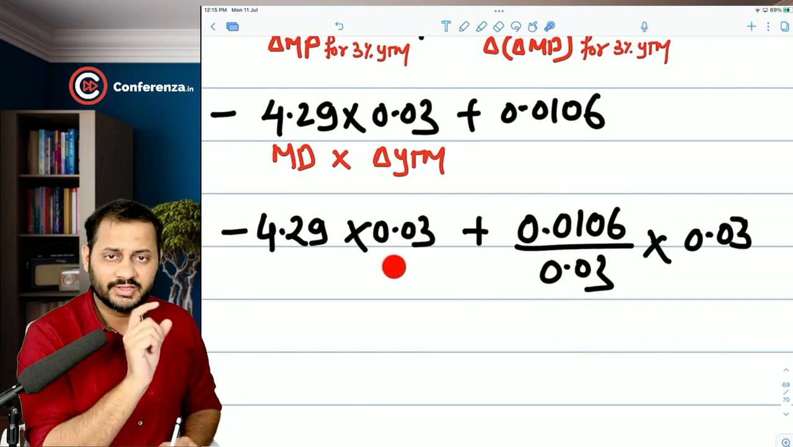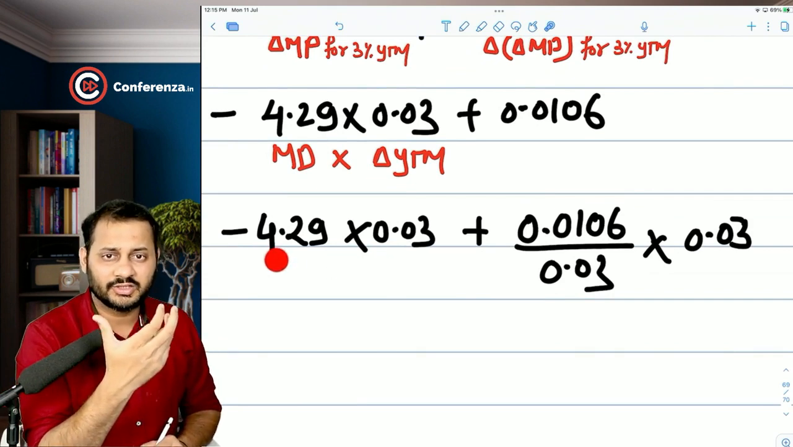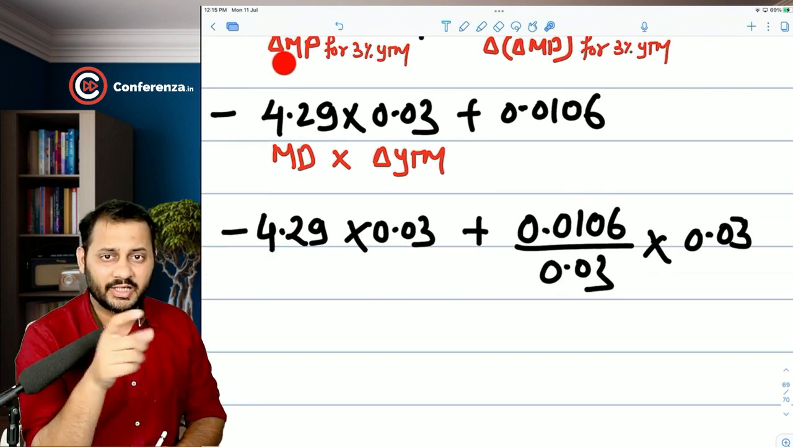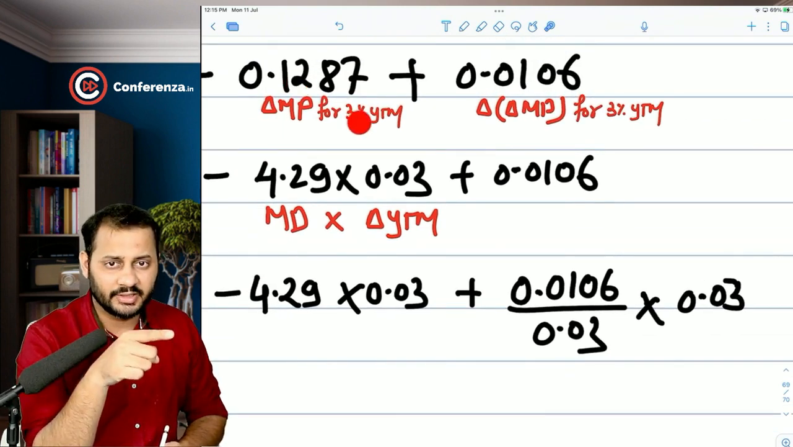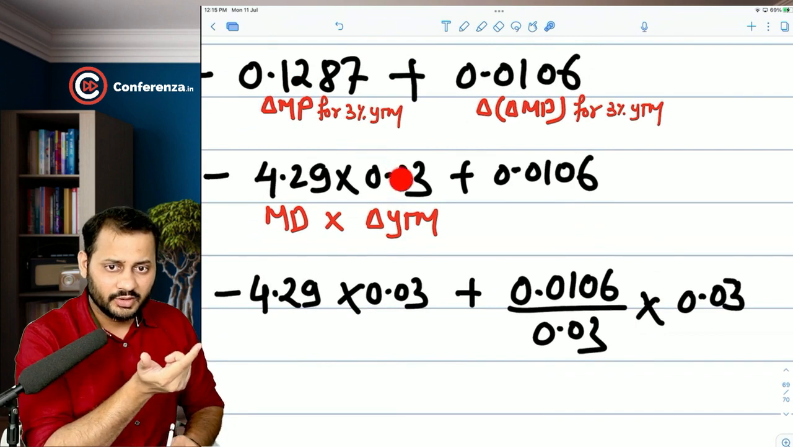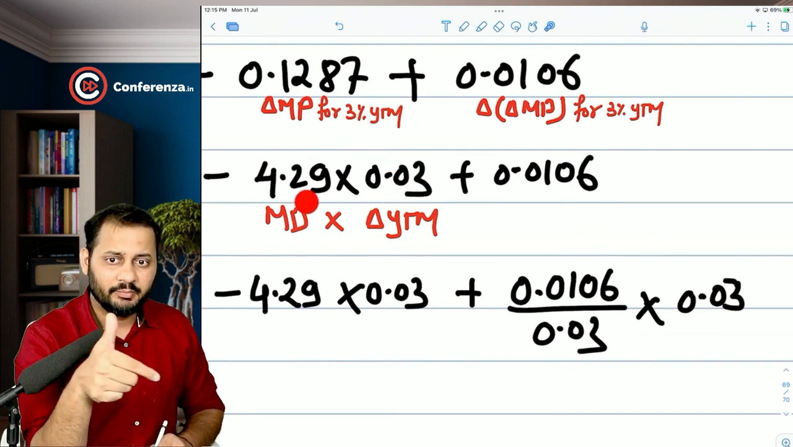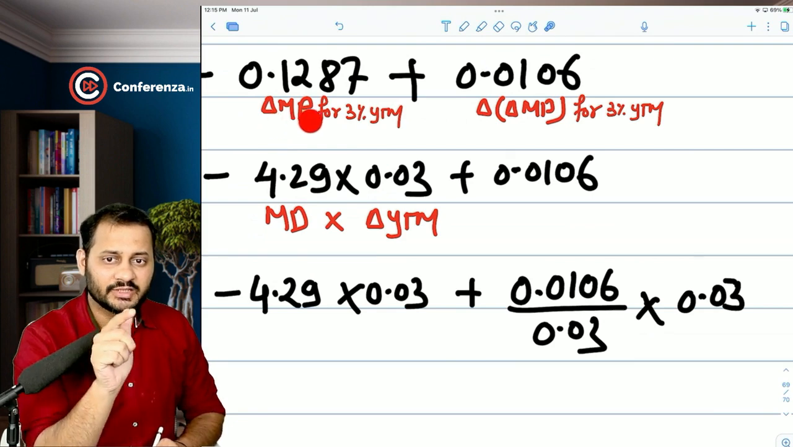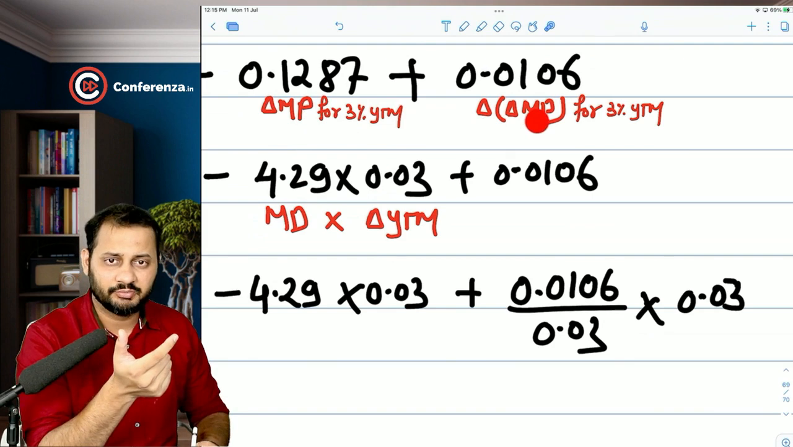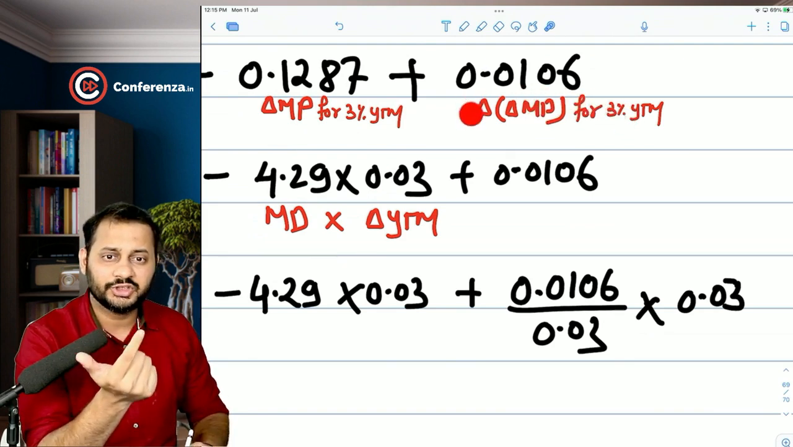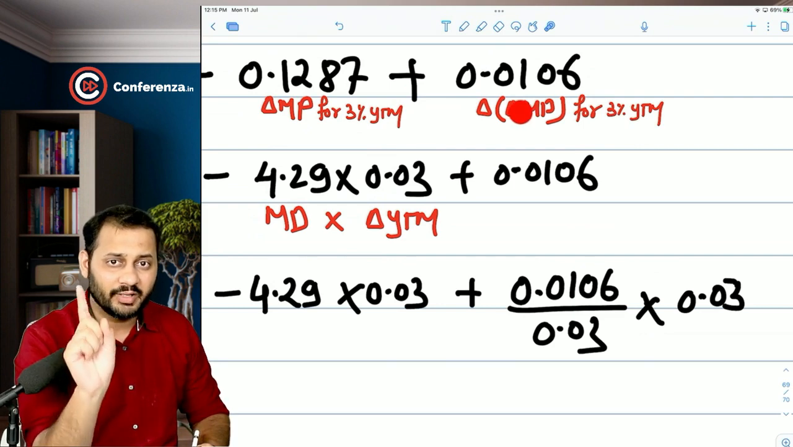See, when I removed 0.03, this figure was nothing but change in market price for 1% YTM. Earlier the entire figure was for 3%, and once I removed 0.03 out of it, this 4.29 became change in market price for 1% YTM. In the similar way, this change in market price for 3% YTM can be converted into change in market price for 1% YTM.